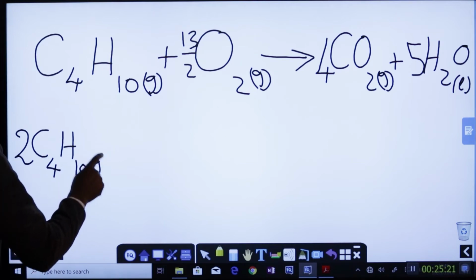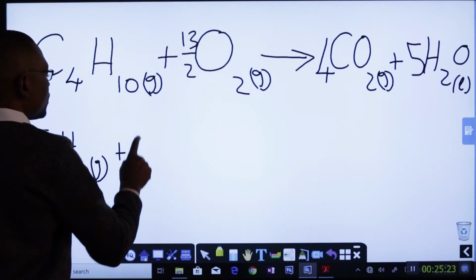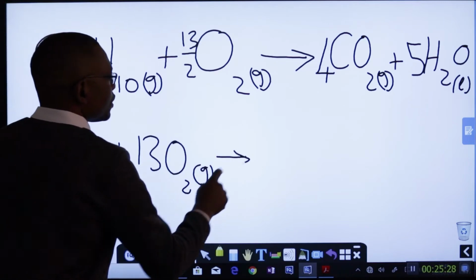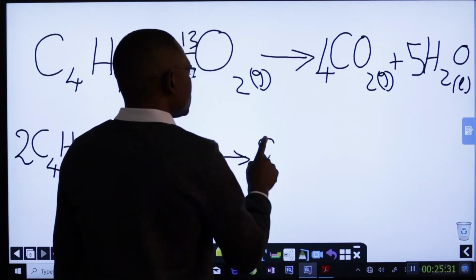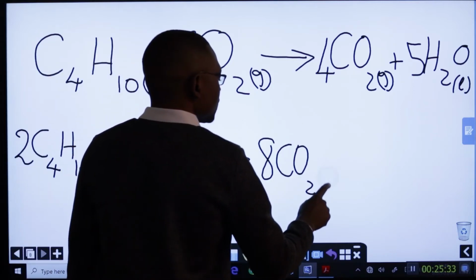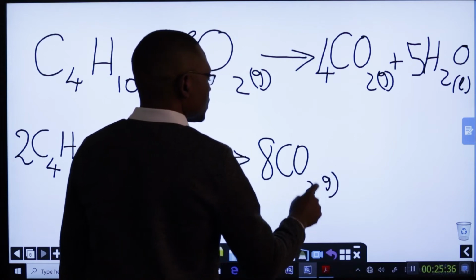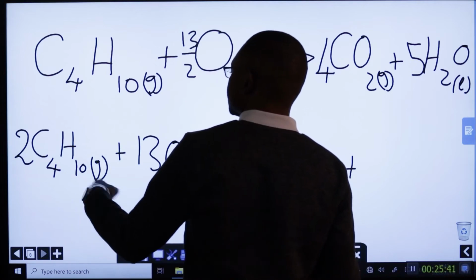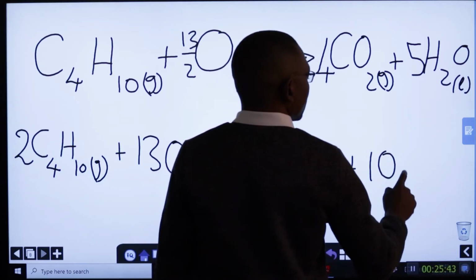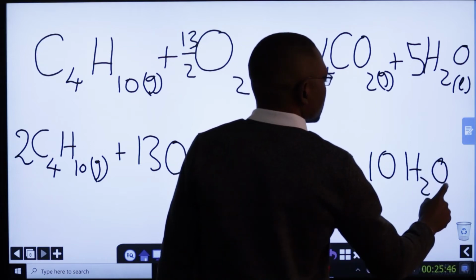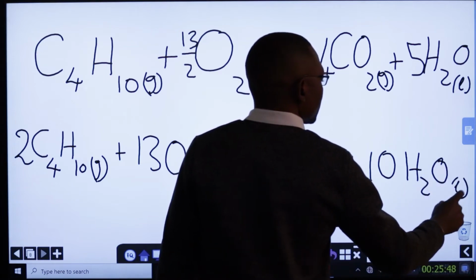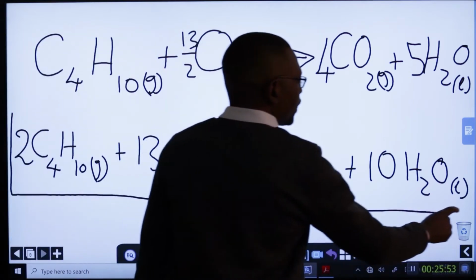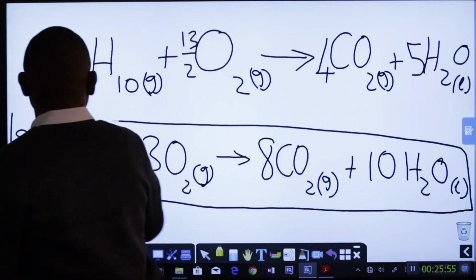So it's going to give us 2C4H10, a gas, reacting with 13 oxygens, a gas, to give us 8 carbon dioxide, gas, like this, plus 10 water molecules, liquid. So there we have it. This is going to be your final answer which you can present.